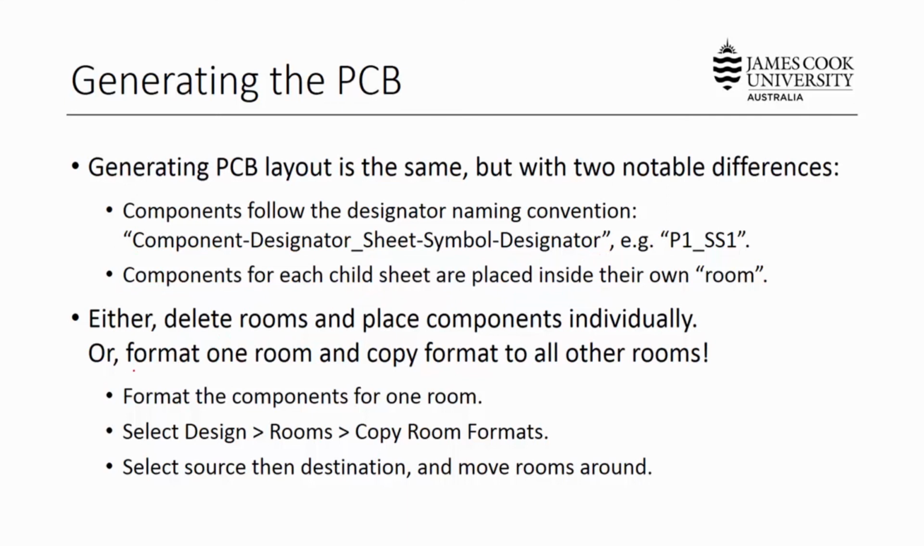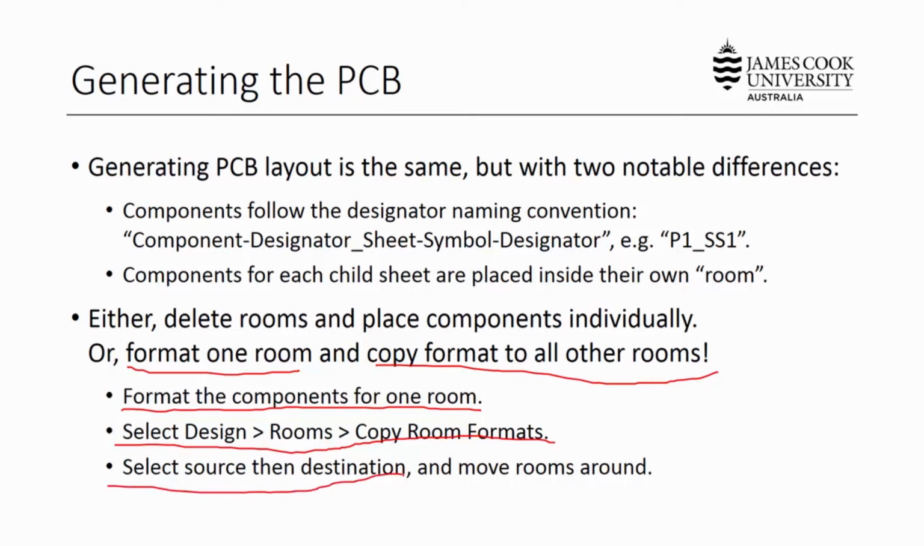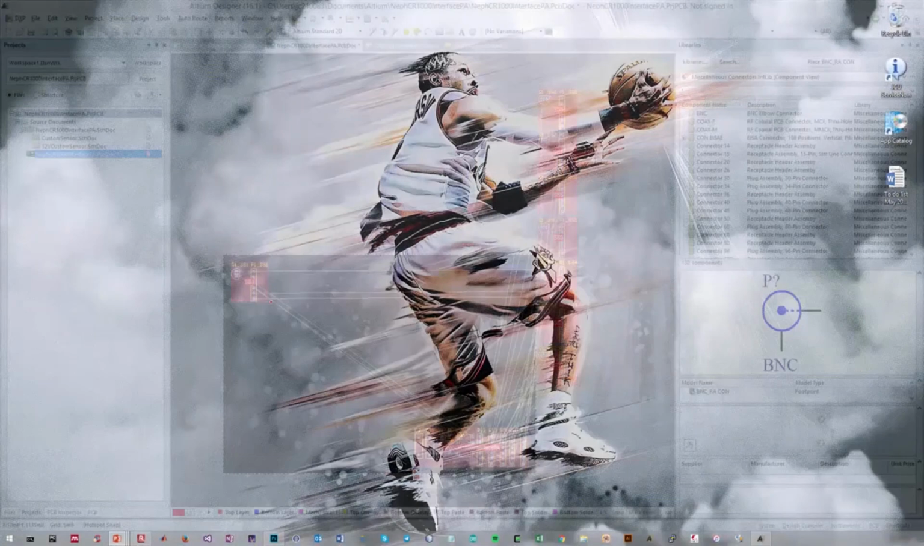Format one of your rooms and then copy that format to the rest of them. You can only do that if you have an identical subsheet. So the steps are: format the components for one of your rooms, select Design, Rooms, and Copy Room Formats. And then you can select the source and destination rooms that you want and move them around as you see fit. So let's have a quick look at how to do that.